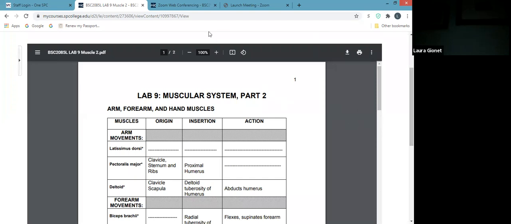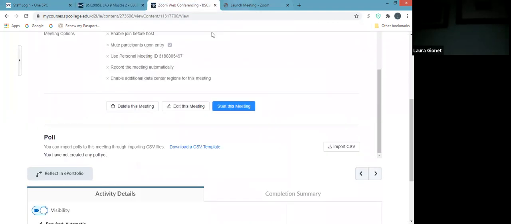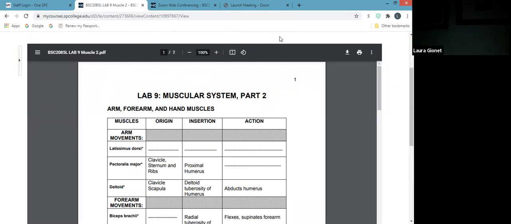So let me get into where we can see the images. And again, we are just identifying the images that you need to identify, and then you apply your origin, insertion, action to it.